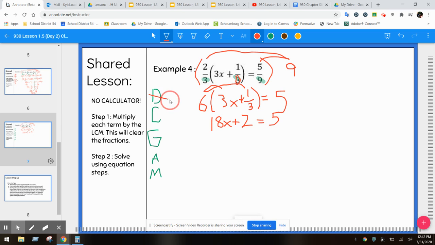Good. Distribution step done. Combine like terms, don't have to. Get the variable on one side, don't have to do it. Already done for me. Now I just add or subtract, so I'm going to subtract 2. I get 18x equals 3. And then, oh, sorry, I forgot the x. 18x equals 3. And then I divide by 18.